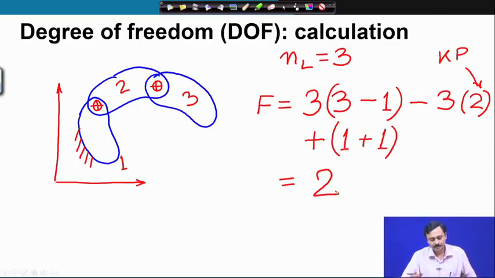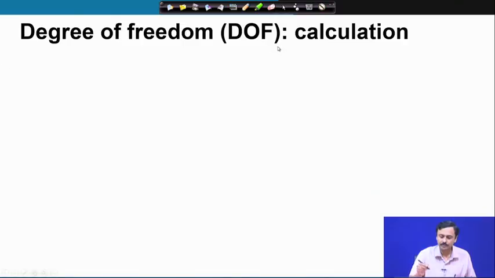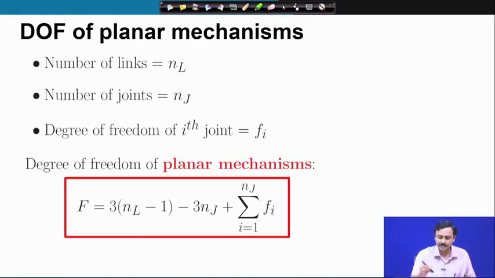Now, you can keep increasing the number of links, change their interconnections and do this calculation. If you keep doing it, you can then generalize this. So, that is what I am going to show you now. So, this is the generalization. If the number of links is NL, number of kinematic pairs or joints is Nj, and degree of freedom of the ith joint is Fi, then the degree of freedom of a planar mechanism can be given as F is equal to 3 times (NL minus 1).